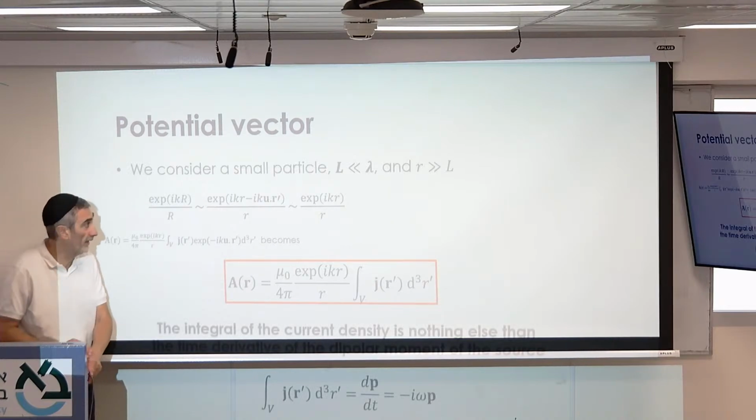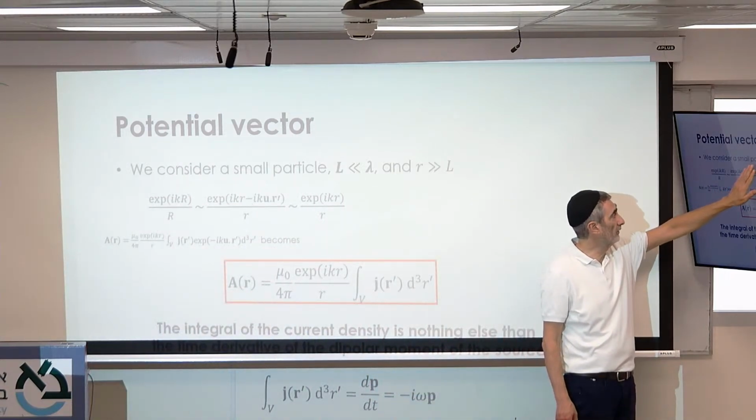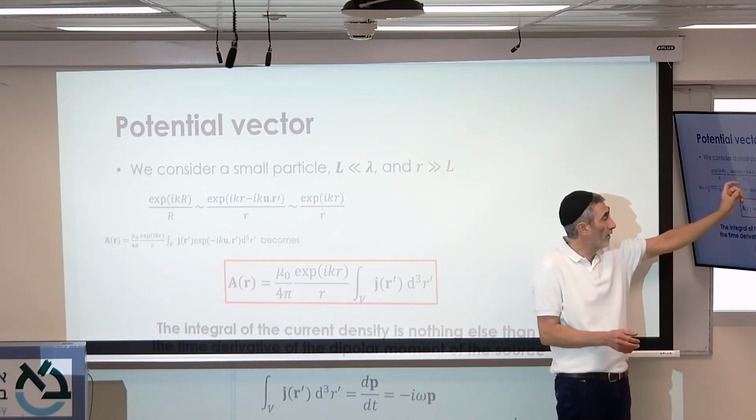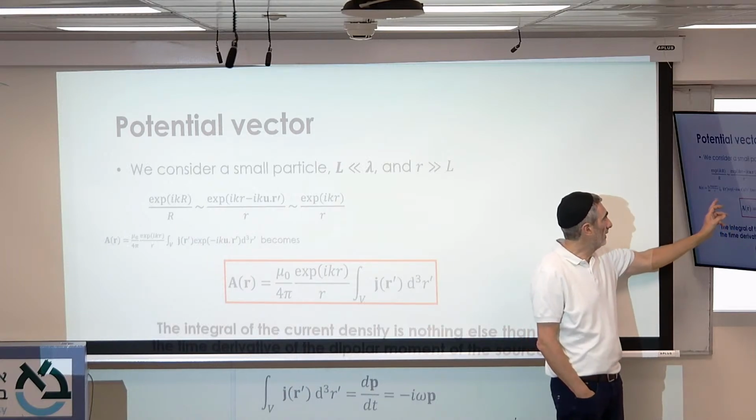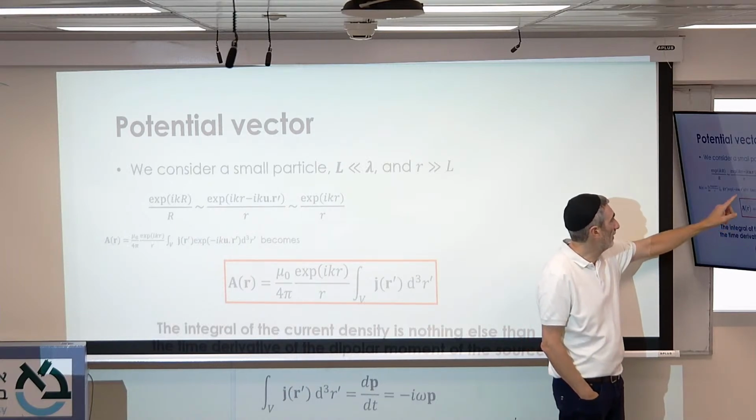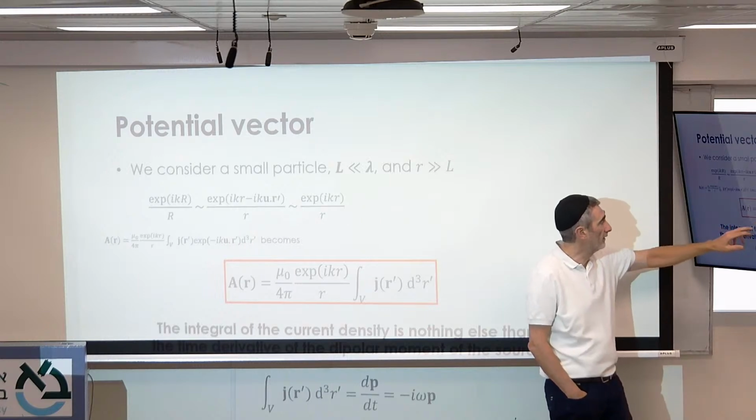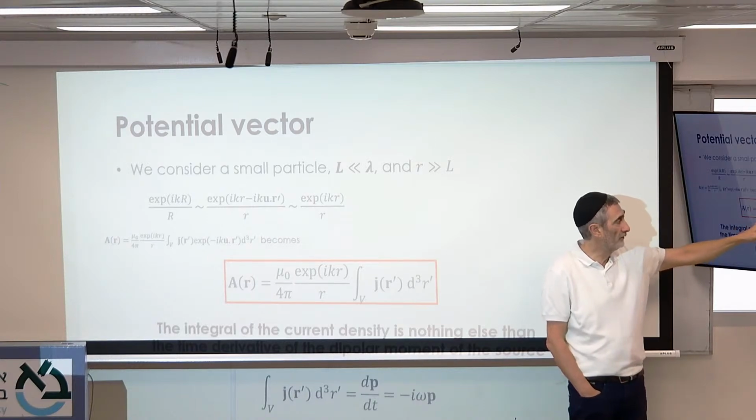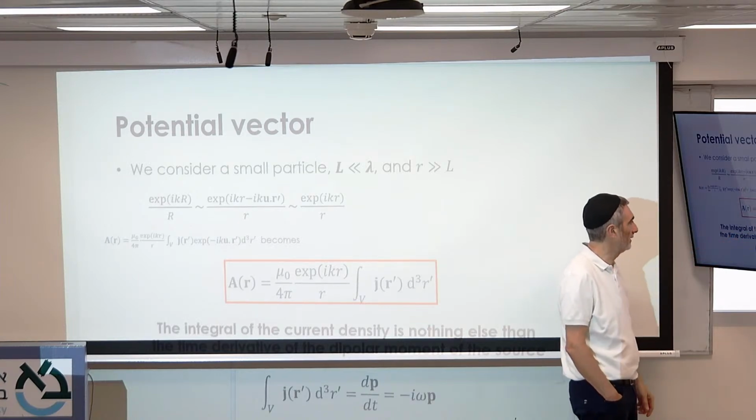Okay, so if we simplify one step further, we forget about this term here because the volume is so small that r prime is very small compared to r. So we can replace here and obtain A of r, which is mu 0 over 4 pi exponential ikr over r. We can take this out of the integral, and the integral is only on the current density J.